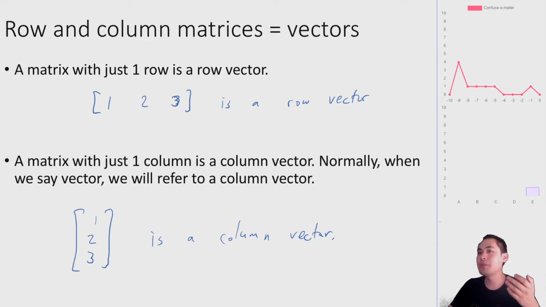And so sometimes you can think of a matrix with just one column as a column vector, or a matrix with one row as a row vector. And one of the things you can do is, sometimes you need a vector to be a column, or you need it to be a row. And what you can do is if you transpose a row vector, it turns into a column vector.